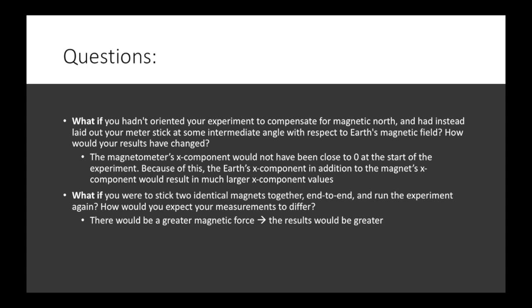What if you hadn't oriented your experiment to compensate for magnetic north, and had instead laid out your meter stick at some intermediate angle with respect to Earth's magnetic field? How would your results have changed? The magnetometer's x component would not have been close to 0 at the start of the experiment. Because of this, the Earth's x component in addition to the magnet's x component would result in much larger x component values, which would definitely change the outcome of this experiment.